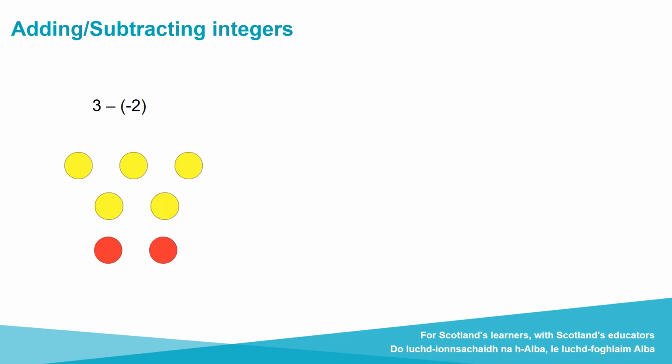So now we can see how we can actually remove that -2 and leave us with an answer of 5. So that same answer that we got from a difference model, we can actually get from a takeaway model as well if we introduce these 0 pairs. And then we can look at how that can be written as an addition, and it's 3 add 2, so +3 and 2 more, making 5.